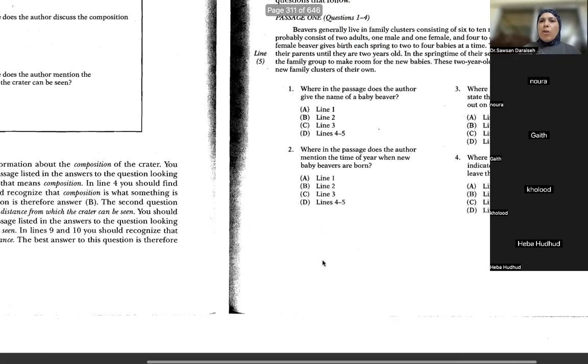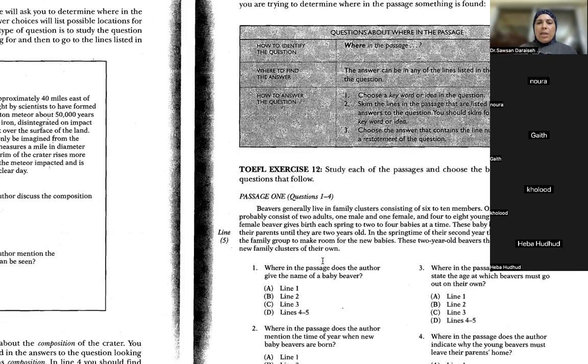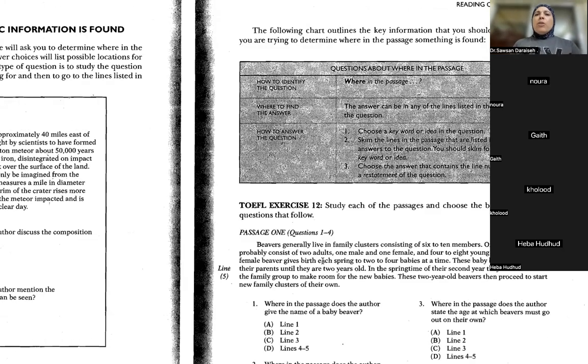Guys, we want to do one small thing together and then we want to stop. This is what we want to do right now after we read the table. We want to do passage 1, okay? The following chart outlines the key information that you should remember when you are trying to determine where in the passage something is found. They might ask you, where in the passage can you find the answer to this question? And when you see where, you will see numbers of lines as your choices. So where to find the answer can be in any of the lines listed in the answers to the question. What do you do?